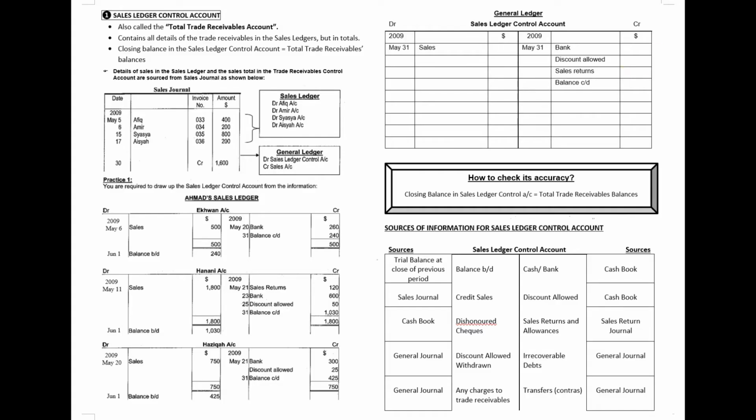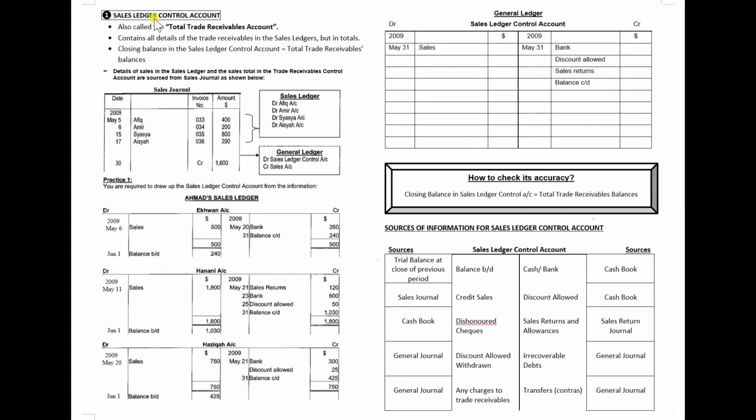Okay, now let's start off with the first one, the sales ledger control account. As we already talked about earlier on, the sales ledger will comprise the debtors, what we call the trade receivables account. So the sales ledger control account will check the arithmetic accuracy of the sales ledger, meaning the trade receivables account. The sales ledger control account is also called the total trade receivables account, or sometimes the trade receivables control account.